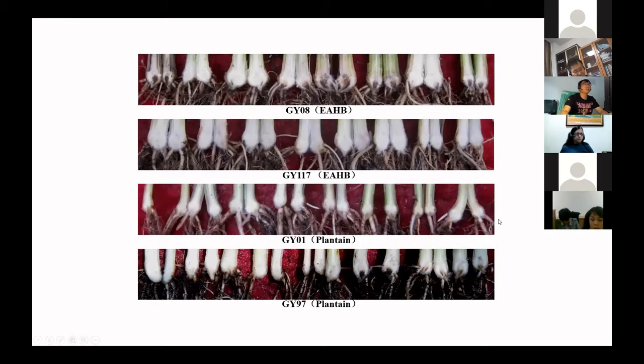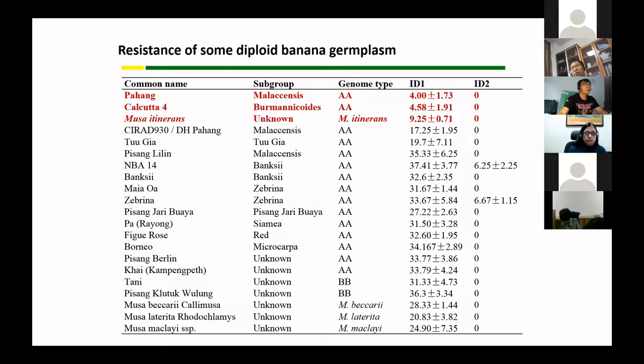This slide just shows some Highland bananas. You will see in the rhizome area, it's very clean, and also the plantain is very clean. I think this result is very similar to the results from the Indian scientists. Dr. Uma showed their result in the last presentation. It's very similar. And also they evaluate the diploid banana germplasm.